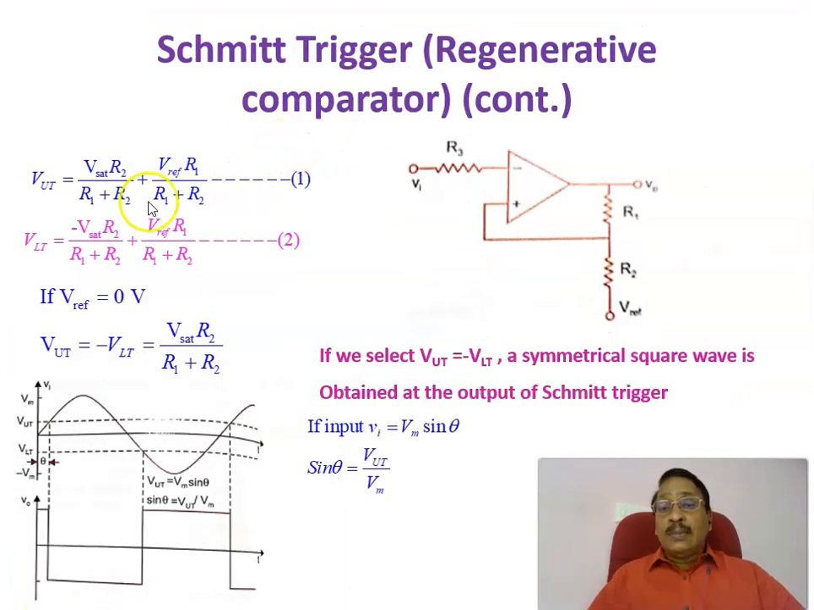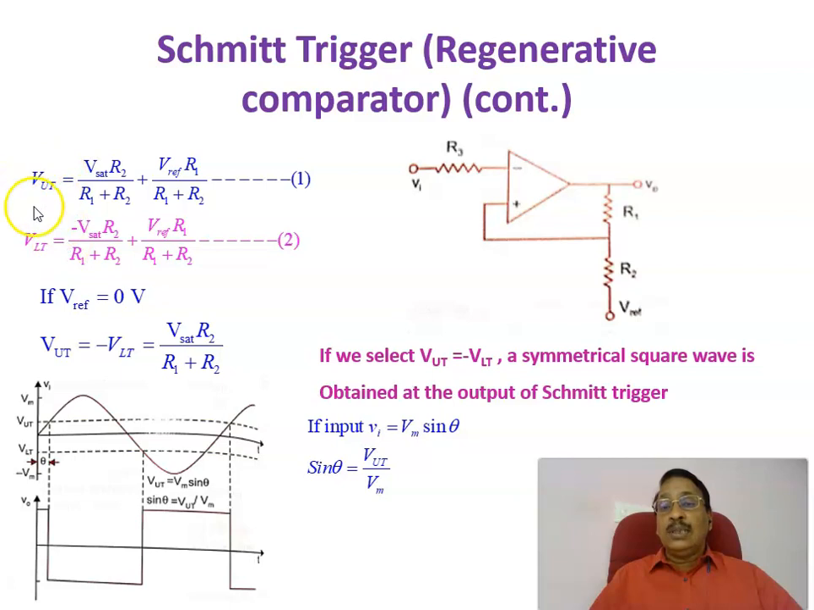Now, continuing the Schmitt trigger here, we already derived what VUT and VLT are. Now, if you keep the reference voltage at 0 volt, ground voltage, what is happening? If this is kept at ground voltage, this quantity will become 0 and this quantity will become 0. Meaning that the upper threshold voltage is equal to minus the lower threshold voltage. VUT equals minus VLT.